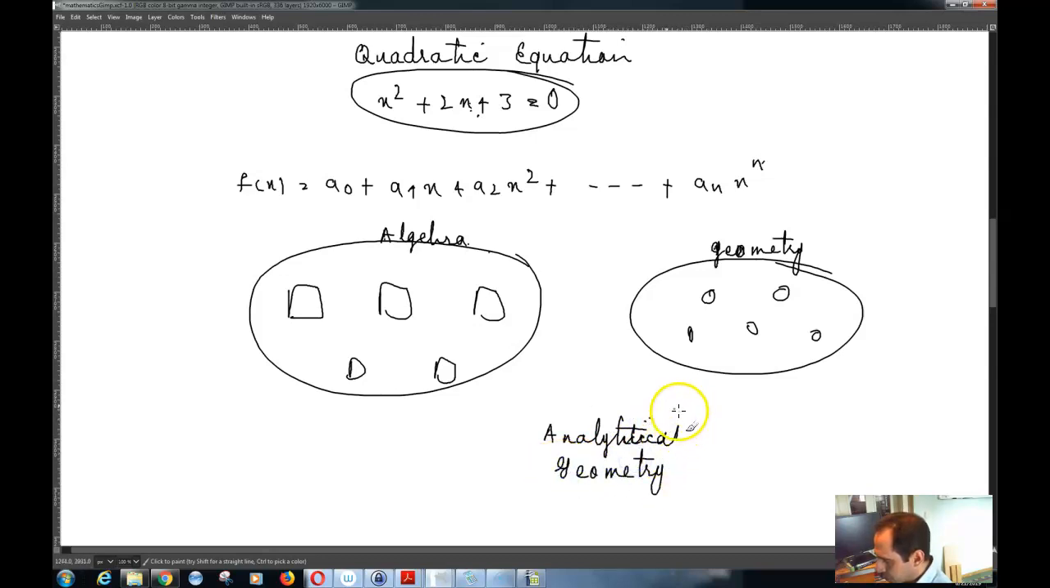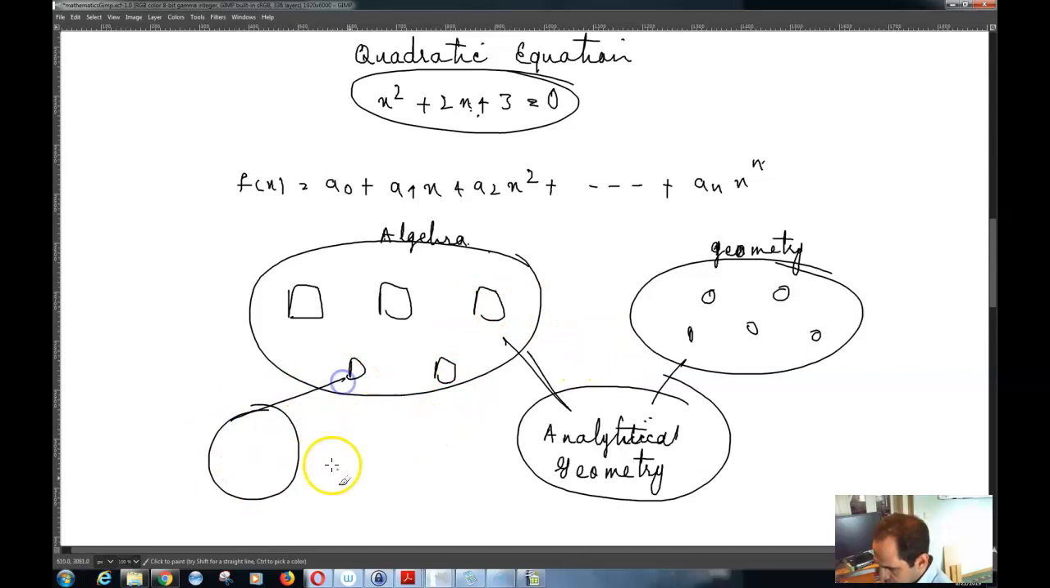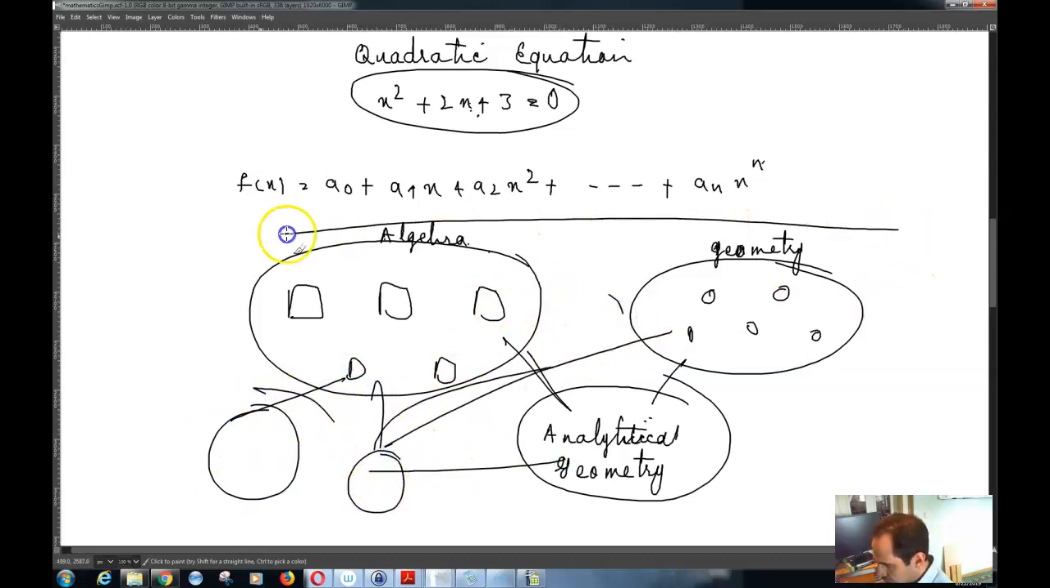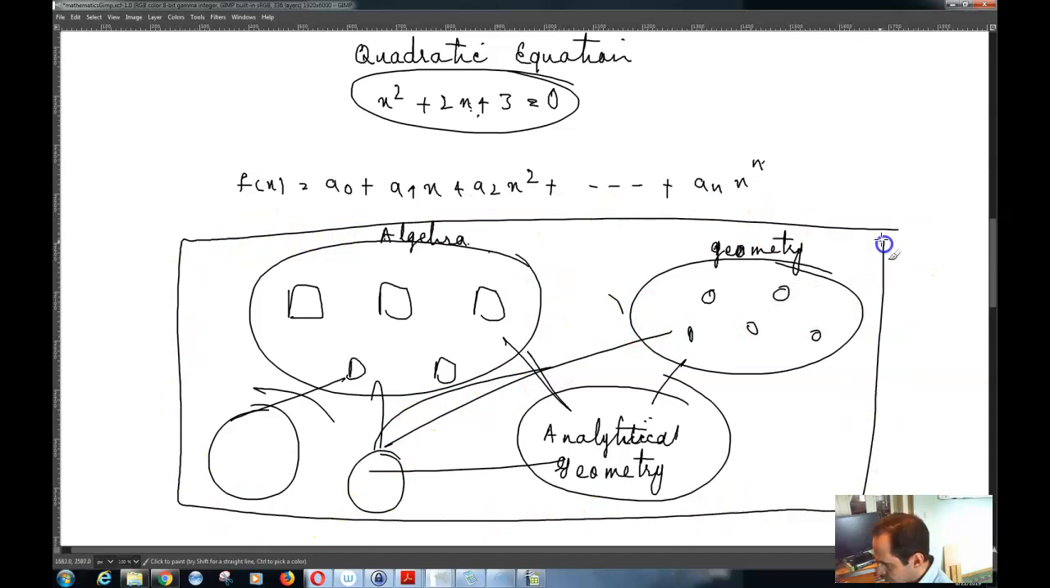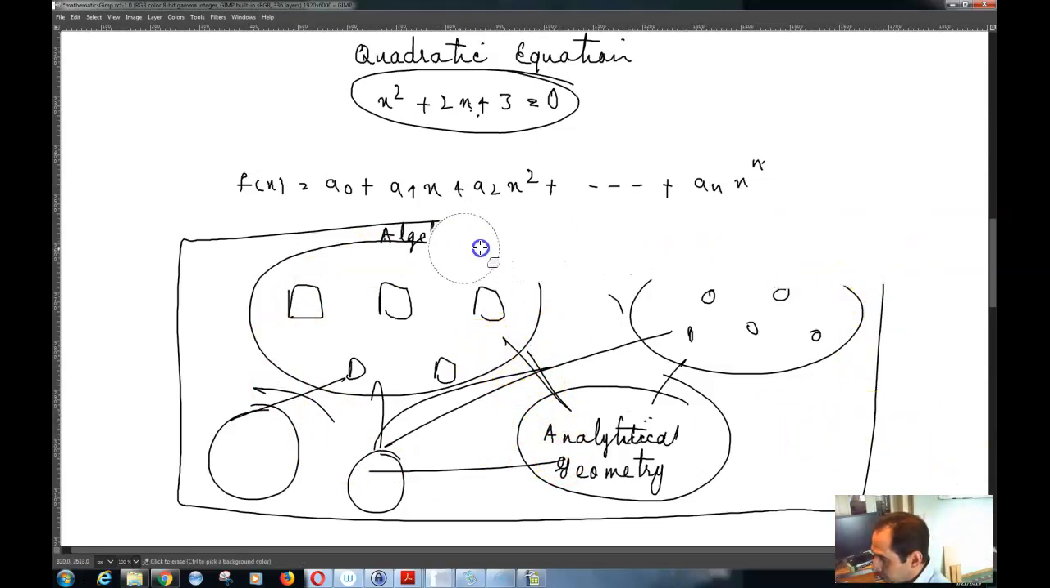And then, for example, these two are connected together using analytical geometry, and then all the other concepts are again connected together in this way and in that way, and so on and so forth, and the whole thing basically becomes mathematics. So that way you can make sense of mathematics as a whole.